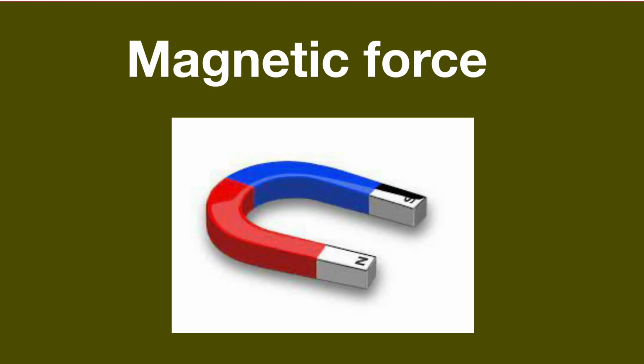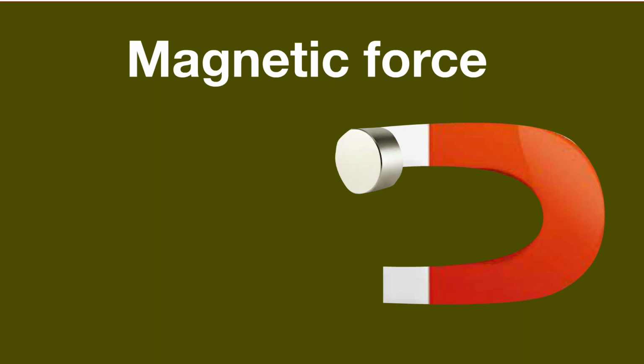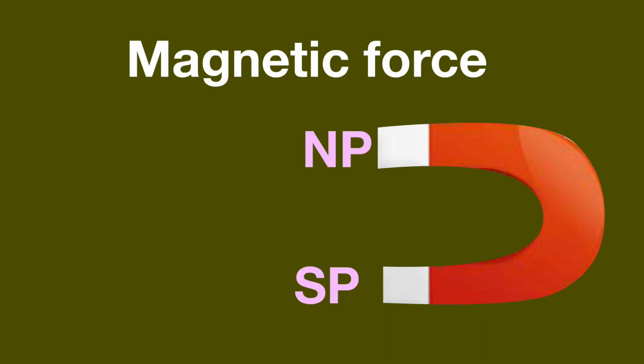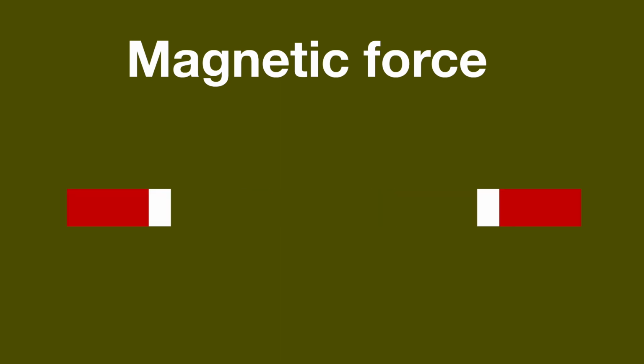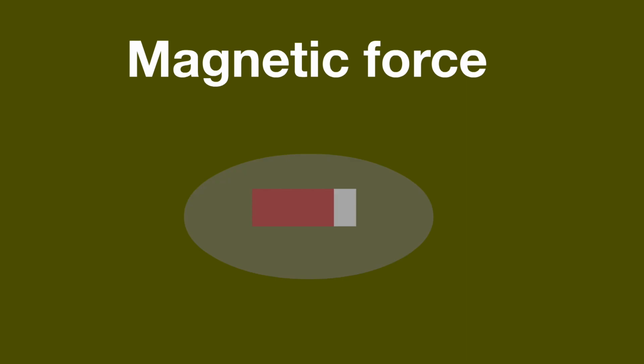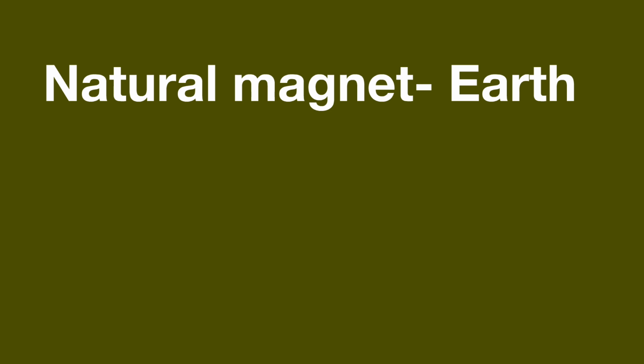Magnetic force. The force with which a magnet attracts or repels iron objects or another magnet is called magnetic force. There are two poles in a magnet, the North Pole and the South Pole. Like poles repel, while opposite poles attract. All magnets produce a magnetic field around them. Magnets can be natural or man-made. Our Earth is a giant magnet as it has a molten core inside it.